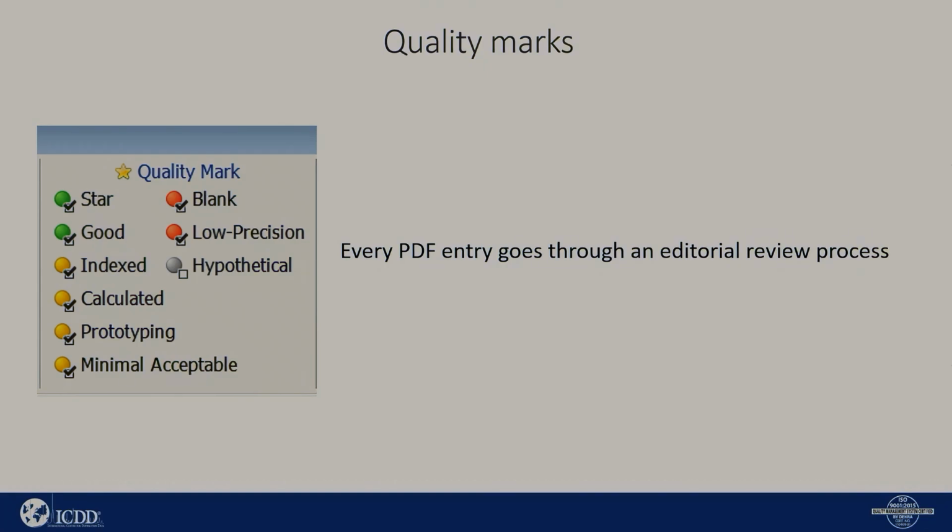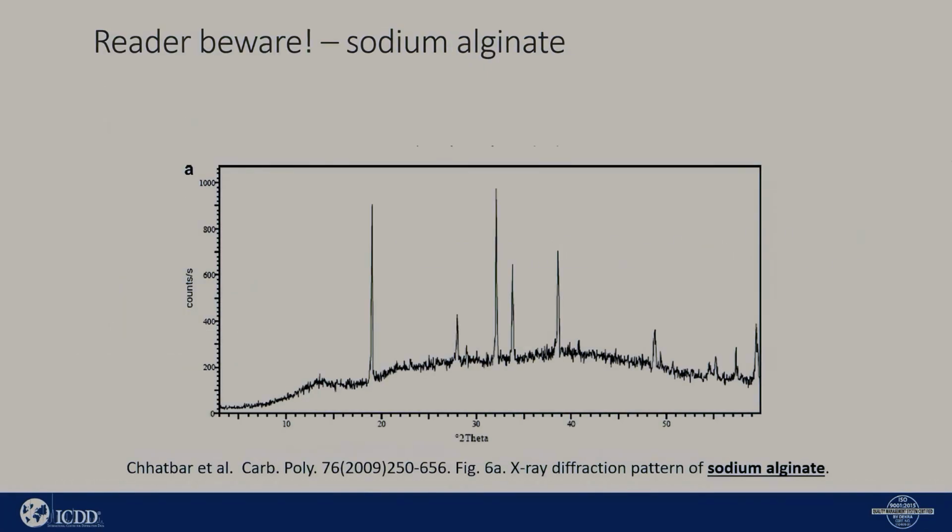So an example, why does data curation matter? Here was a pattern in a publication, and in the publication, they said that this was a pattern of sodium alginate. The sodium alginate is a sodium salt of a biopolymer, and you typically don't expect to see these really sharp peaks as part of this type of pattern, okay?